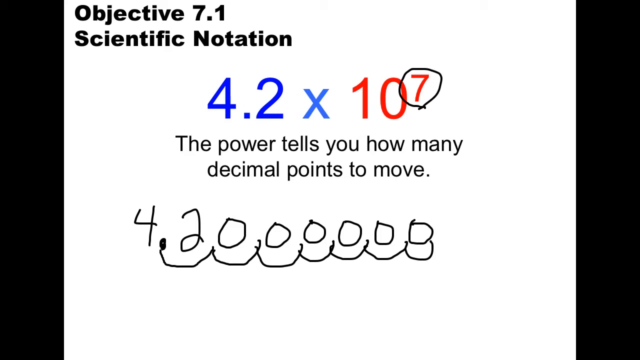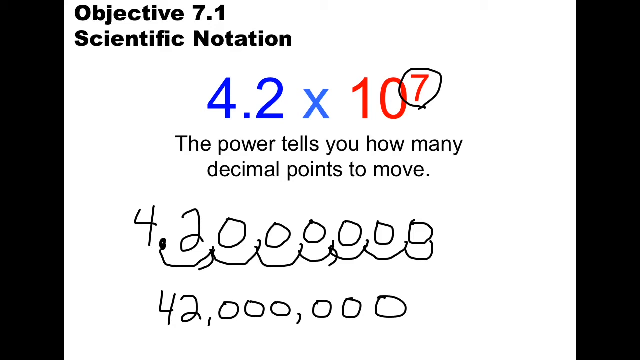So 4.2 times 10 to the 7th, when we write it out in standard form, comes out to 42 million. Once again, the power tells us how many decimal points to move. We started here with our decimal point, and we moved over 7 places. So we moved over 1, 2, 3, 4, 5, 6, 7. And every time I move my decimal point, if there's no number there, I'm going to add the zeros.